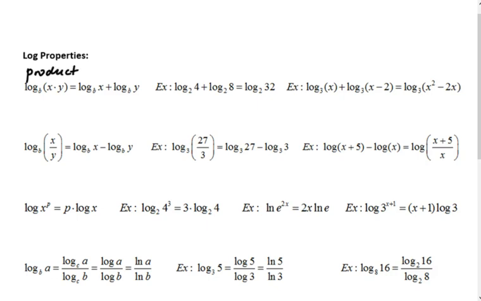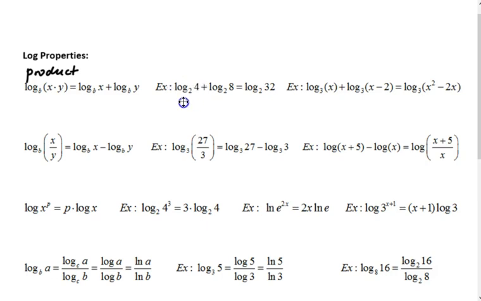The product property says that the log base b of the product of two numbers is the same as the log base b of each of those numbers added together separately. So log base b of x plus log base b of y is log base b of x times y. Let's look at an example of this.